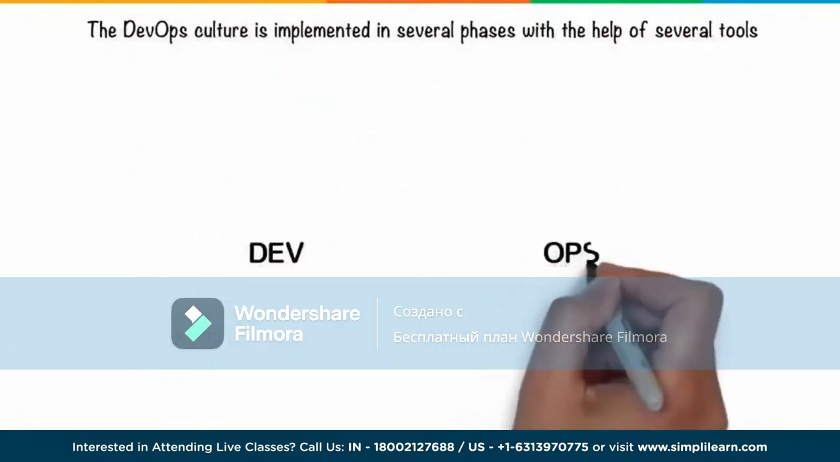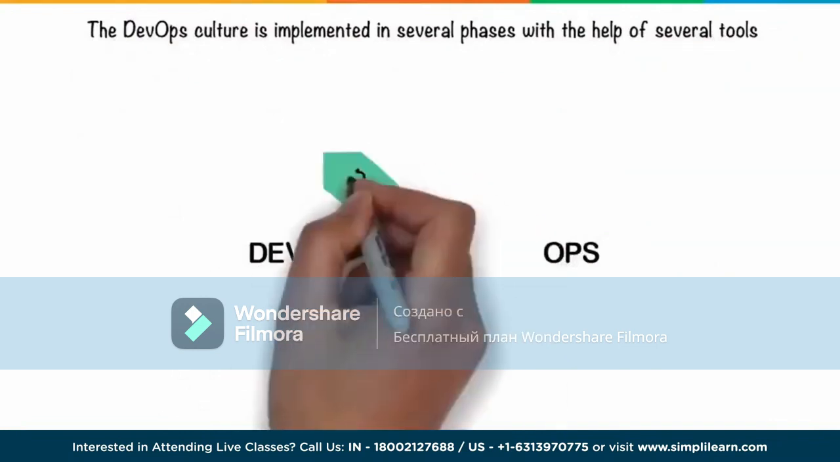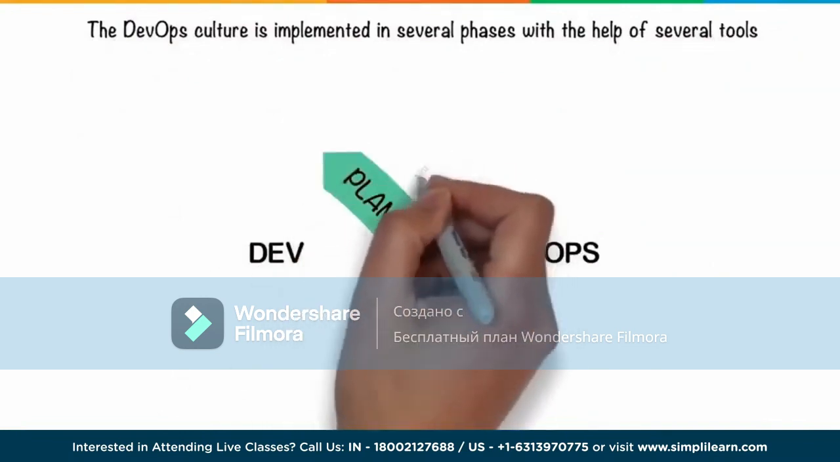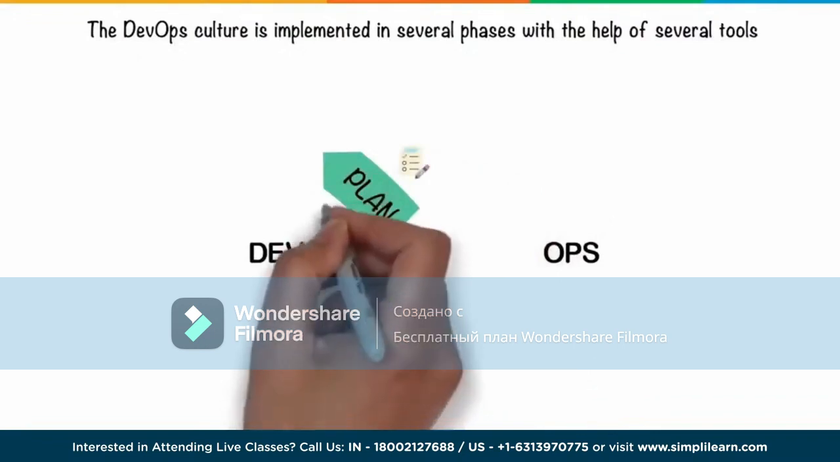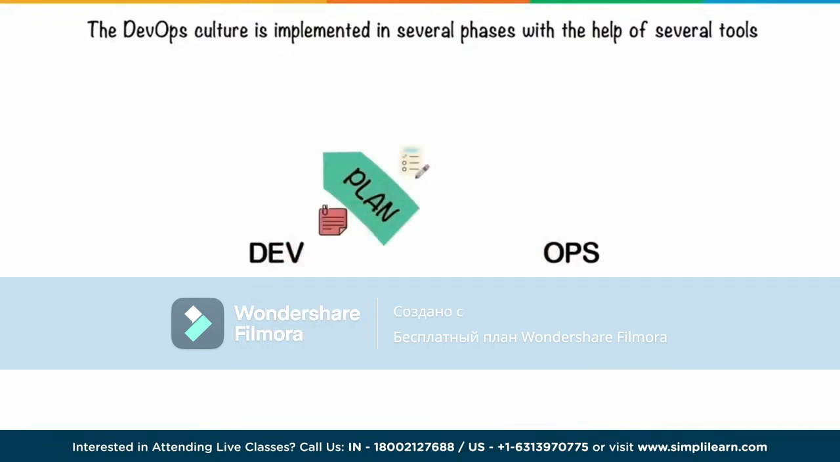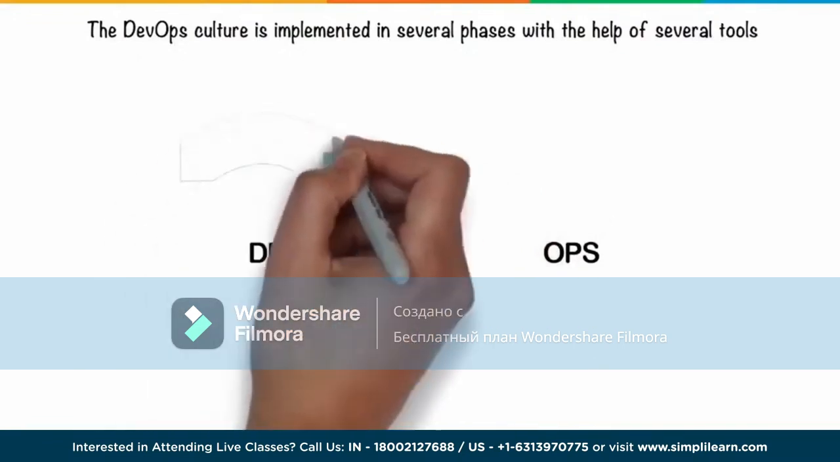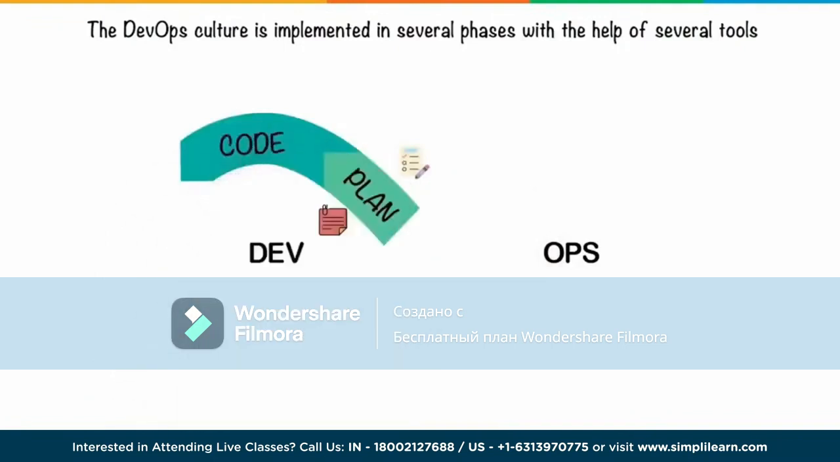Let's have a look at these phases. The first phase is the planning phase, where the development team puts down a plan, keeping in mind the application objectives that are to be delivered to the customer. Once the plan is made, the coding begins. The development team works on the same code, and different versions of the code are stored into a repository with the help of tools like Git and merged when required. This process is called version control.